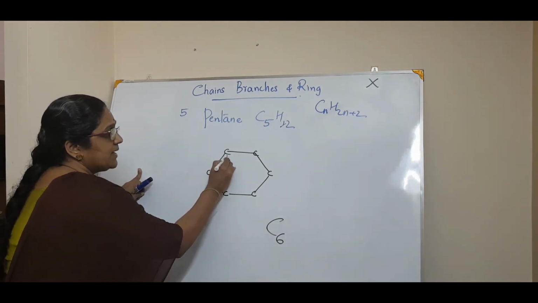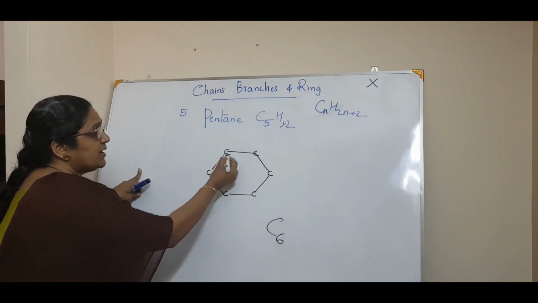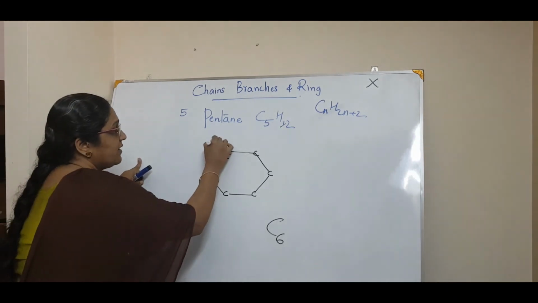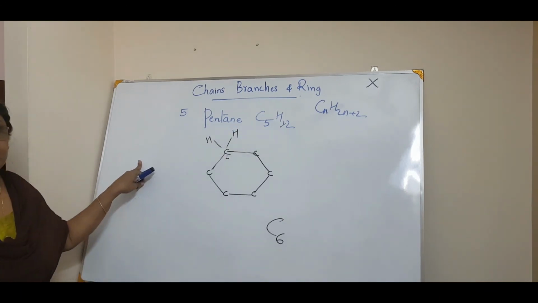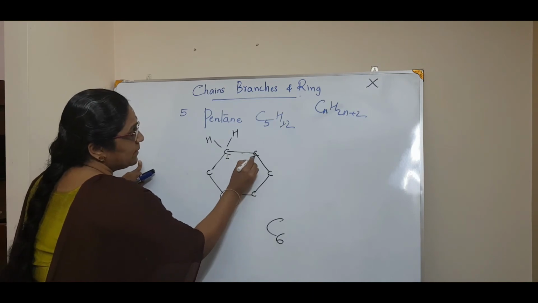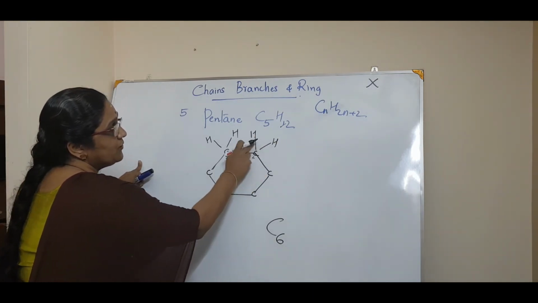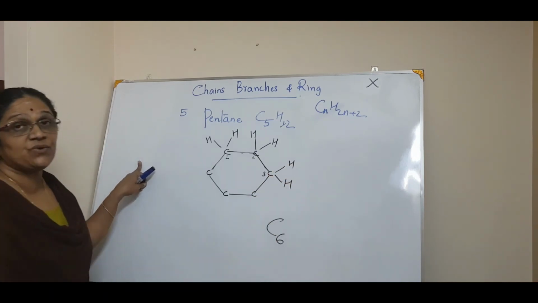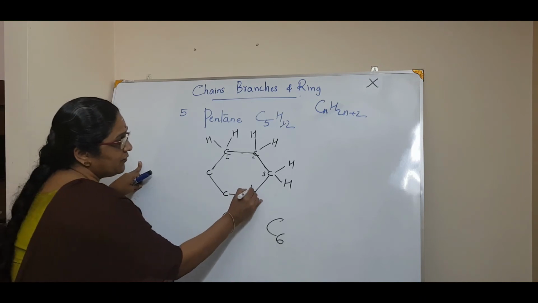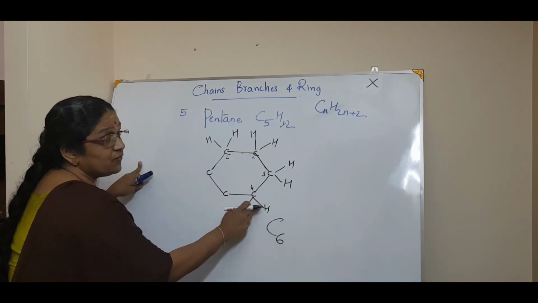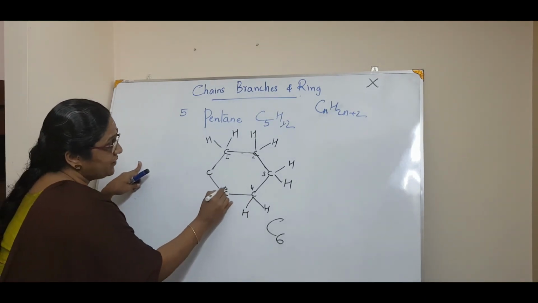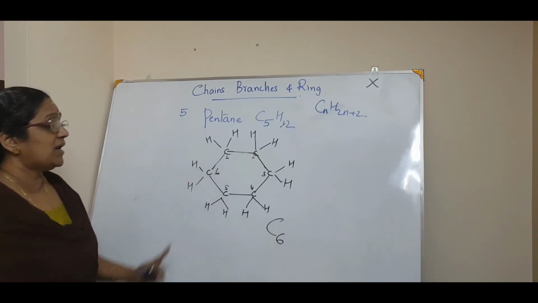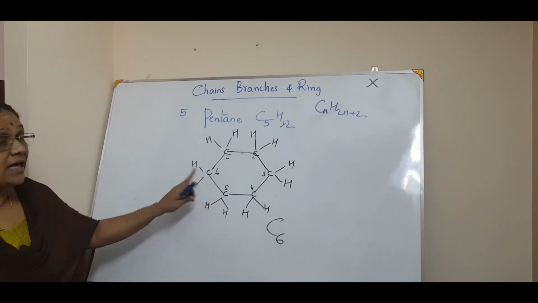Let us take the first carbon atom. How many bonds are there? Valency 1 and 2. Valency is 4, so 2 more are needed. So I will write 1 hydrogen here and 1 hydrogen here. Here again, the second carbon atom, 1 hydrogen here, 1 hydrogen here. Now the third carbon atom, 1, 2, 3, 4. See, I am satisfying the valency of carbon with hydrogen. Now the fourth carbon atom, hydrogen, hydrogen. Now the fifth carbon atom, again 4 valency. And the sixth carbon atom, again hydrogen, hydrogen, the 4 valency are satisfied. So this is the structural formula of a ring compound.